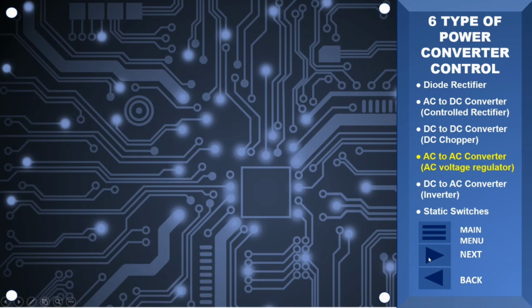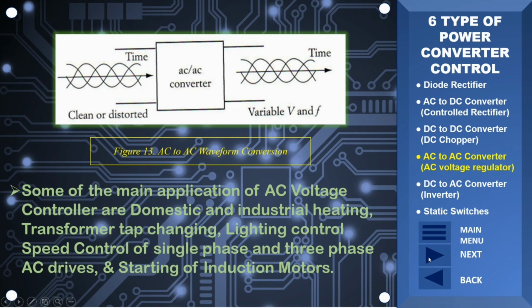As shown in figure 13, AC to AC waveform conversion. The voltage and/or current frequency are the parameters that might need to be increased or decreased. For voltage only, a transformer can be used, but for the frequency change, and for both frequency and voltage change, use of electronic converters becomes necessary.